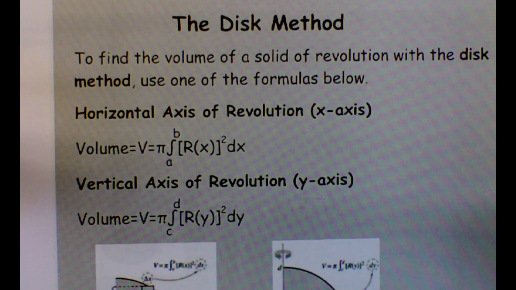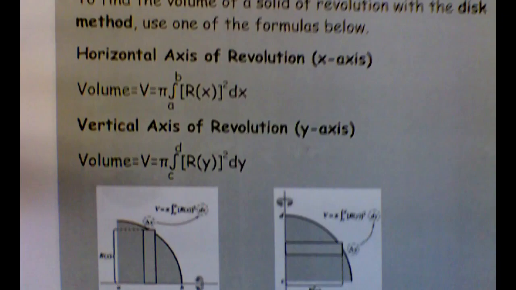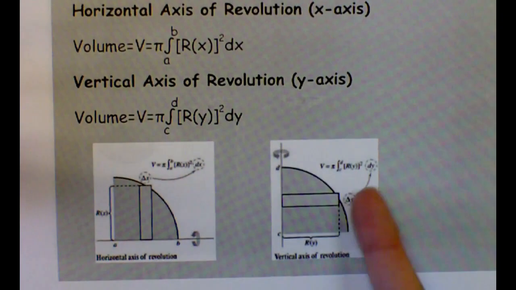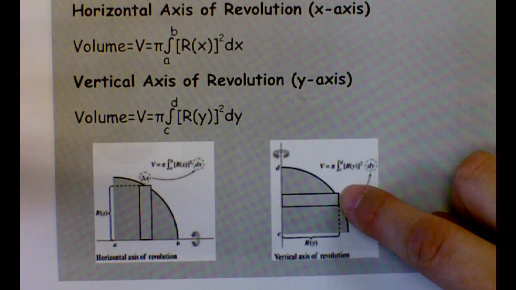Vertical axis of revolution, so if I go around the y-axis or something like that, the volume is pi times the definite integral from c to d, r of y squared dy. It's basically just, instead I'm revolving this way, I'm looking at delta y.